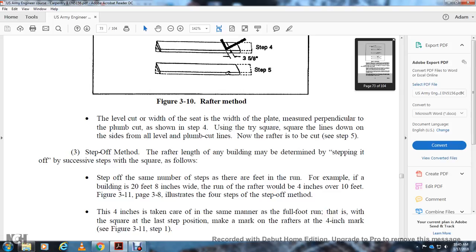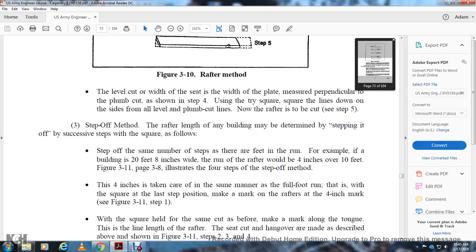Now a rafter is to be cut in step 5. Step off method: the rafter length of the building determines the step off of the square. Step off the same number of steps as feet in the run. For example, building a 20 foot 8 inches wide, the run of the rafter would be 4 inches over the 10 foot, figure 311 to 3/8 of an inch.